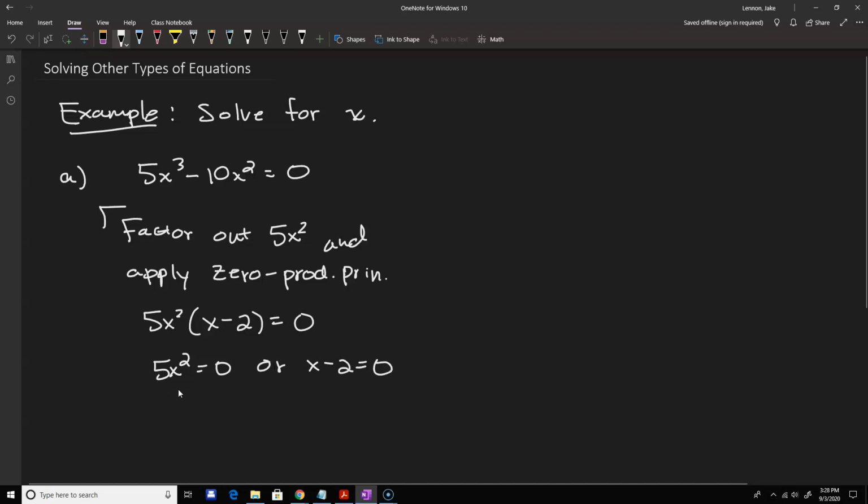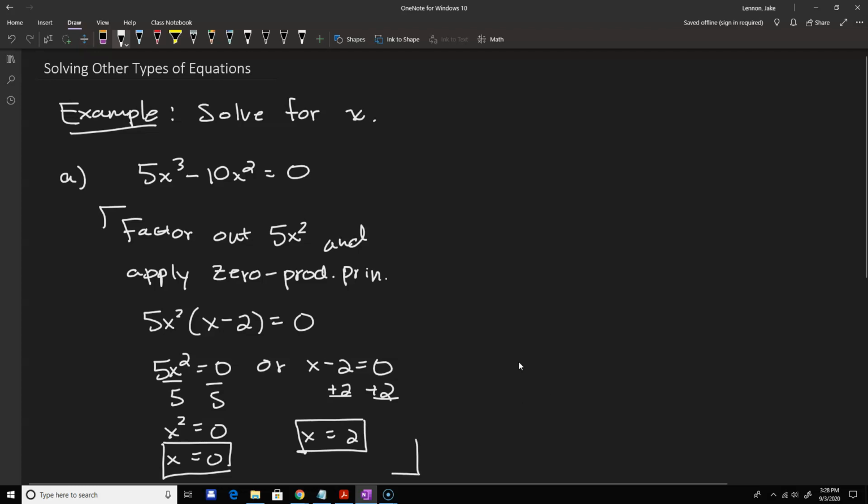So solving that, we can divide by 5, and then you end up with x squared equals 0. Well, that means x is plus or minus 0, which are the same thing. So x equals 0, or we have the other solution by adding 2 to both sides of the equation. We have x equals 2. And those are both of the solutions. So that's the first one.